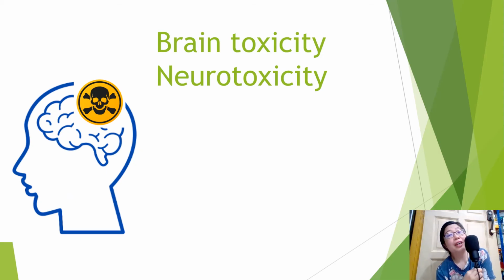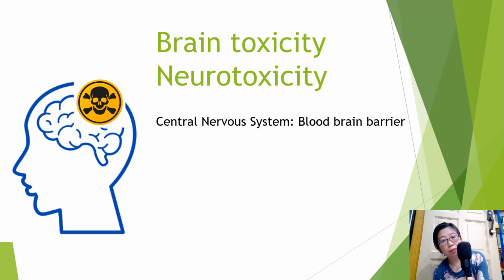Hooray, hooray! We are at the fourth, which is the last organ that we're going to talk about, which is brain toxicity or neurotoxicity. In the brain, there's something that we need to take into account. Obviously there's the central nervous system, which is the brain section, and there's also the peripheral nervous system, which refers to the nerves which are away from the brain. Every nerve outside connects our hands, legs and so on.